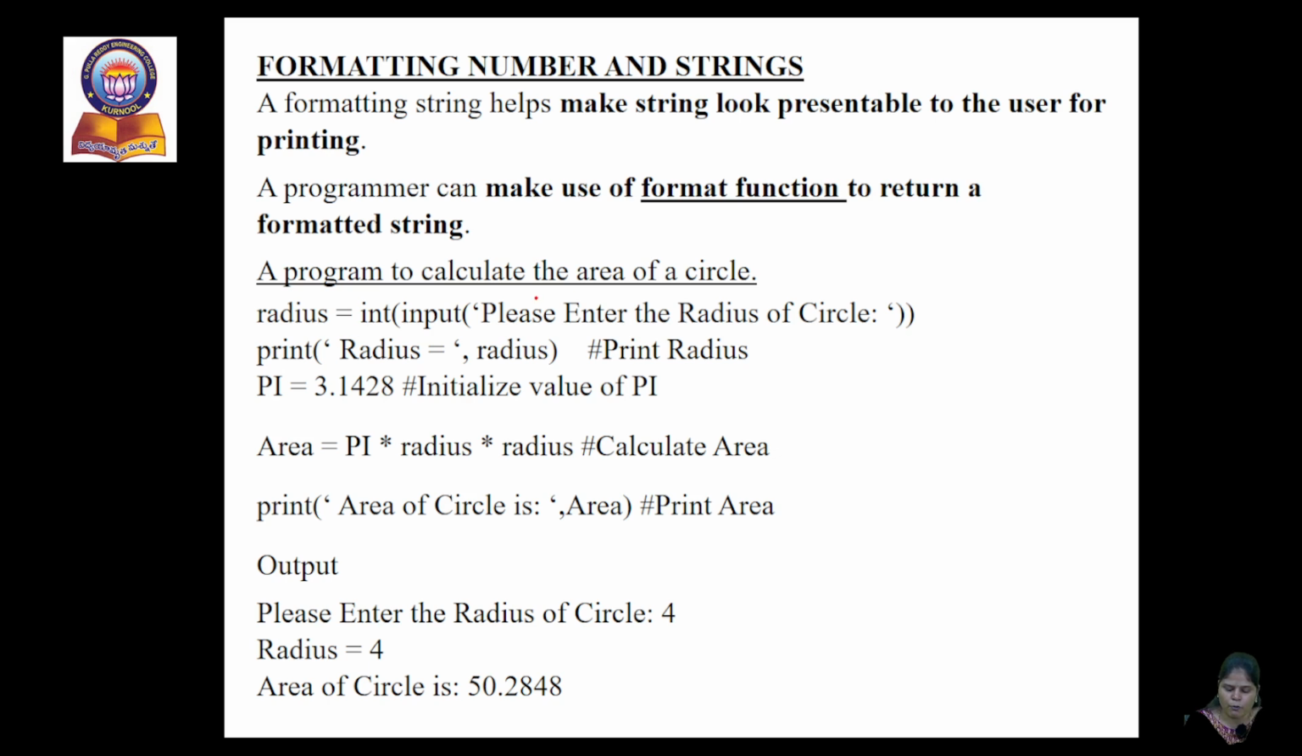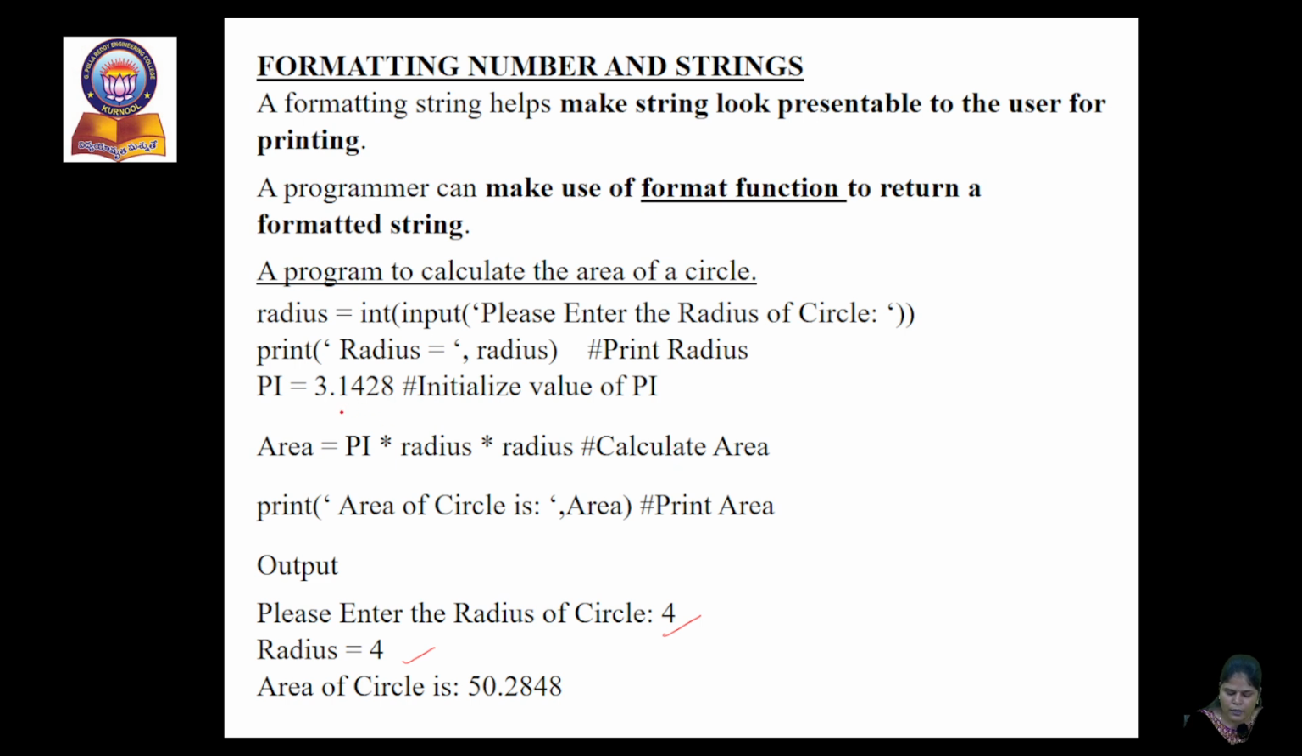So the formula to calculate the area of a circle. For that I'm considering a variable radius. Radius should always be an int input. So int of input, please enter the radius. I have given 4 as an input, and then print radius equal to, just printing the same which I have read. I'm calculating pi equal to 3.1428, so just declaring a variable pi having the value 3.1428. Area equal to pi r square, so pi into radius into radius, right?